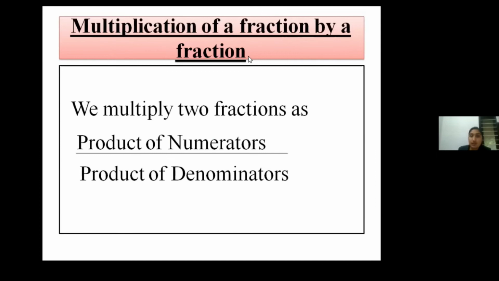That is multiplication of two fractions. We multiply two fractions as the product of numerators by the product of denominators. For multiplying two fractions, we have to find the product of numerators by the product of denominators.